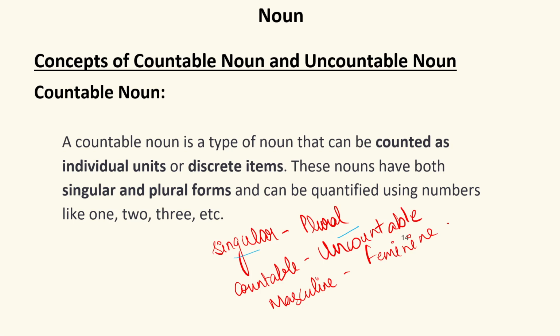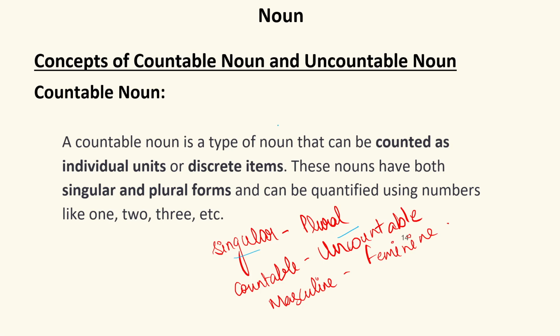Countable nouns are the nouns which one can count easily in terms of 1 to 3. But uncountable nouns are those nouns which cannot be counted or which cannot be allocated in terms of 1 to 3. They can be measured. Uncountable nouns can be measured, but they cannot be counted.